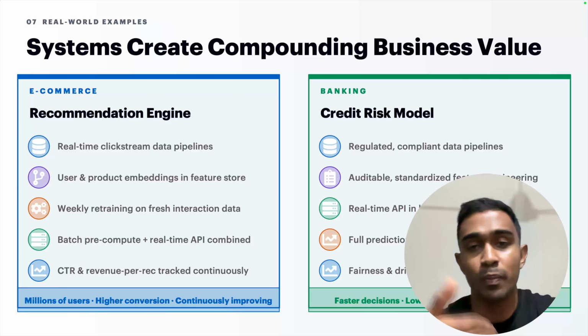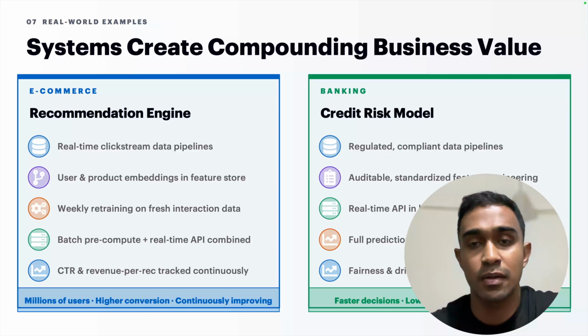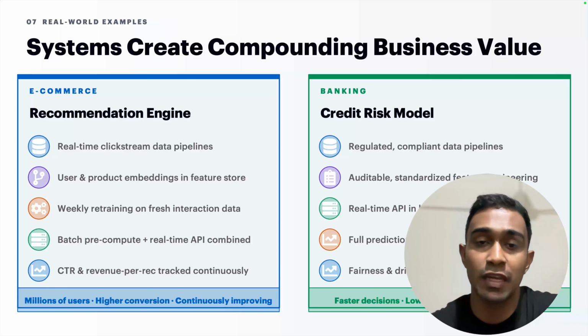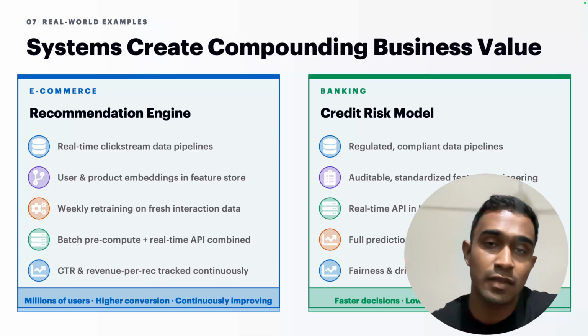And the next one is a credit risk model in banking. So the model's job is to score loan applications based on factors like credit history, income level, employment data, and also transaction patterns.